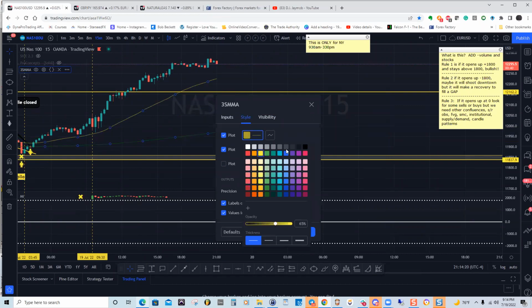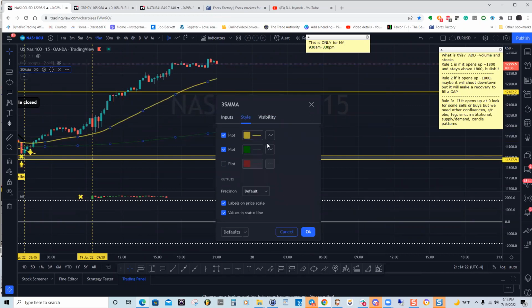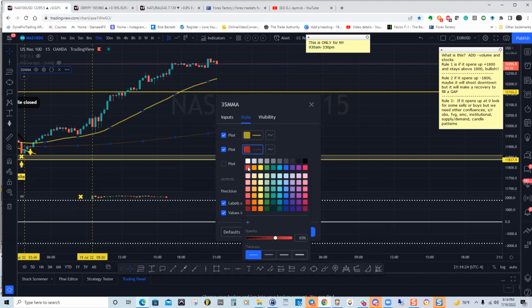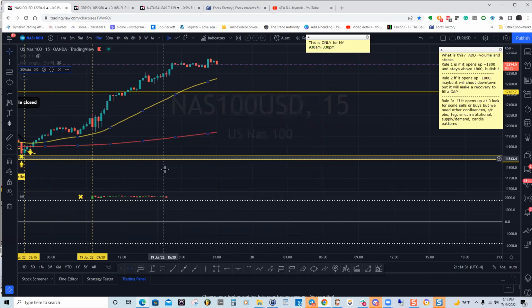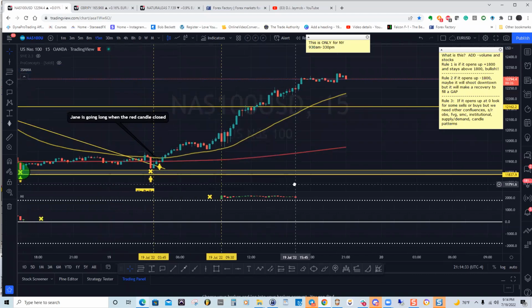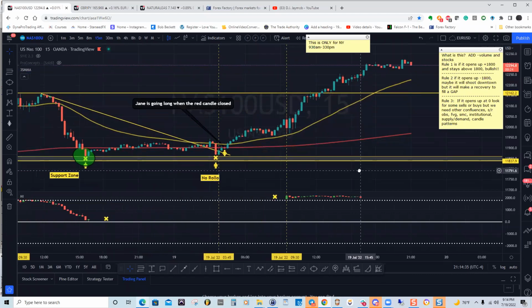20 is yellow, and 200 is going to be red. Am I good with that? Mhm. 20 and 200. Yeah, I like that a lot. So now that we come over here, would you take this trade now? Absolutely. Yep. Why?